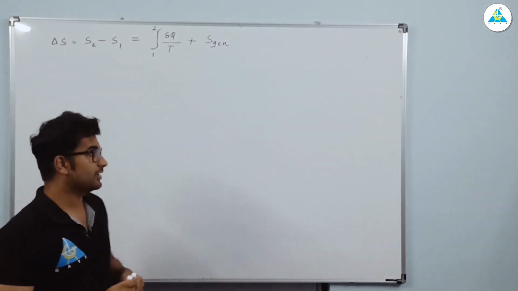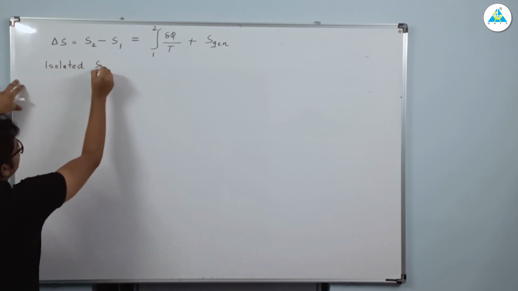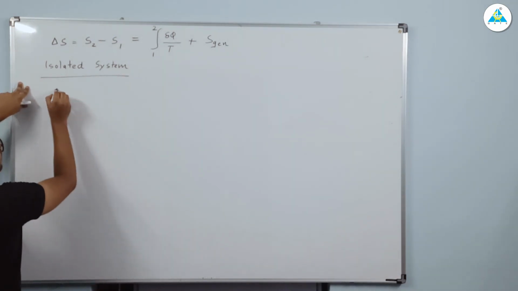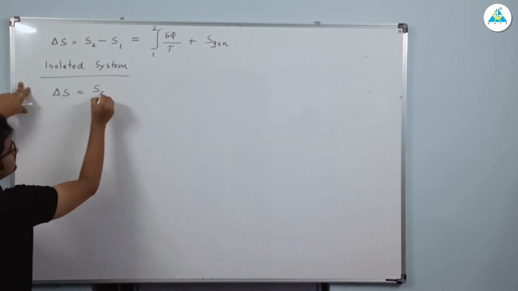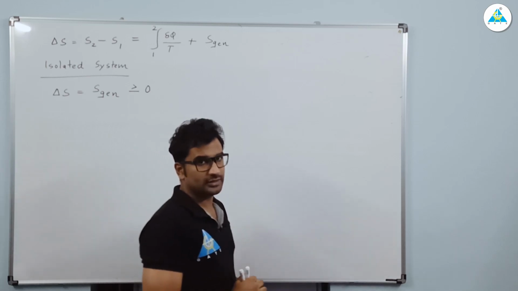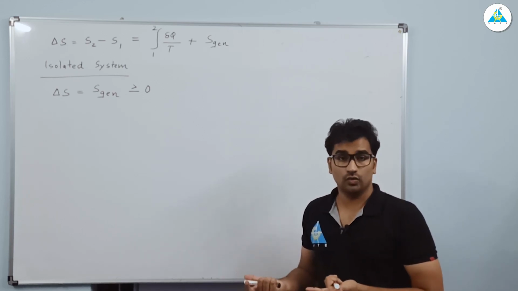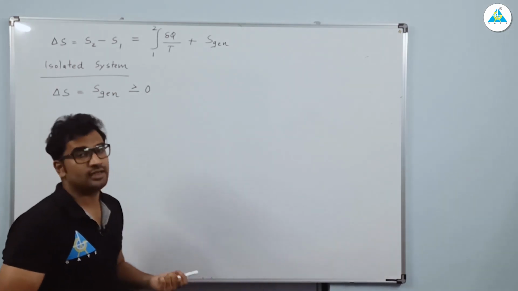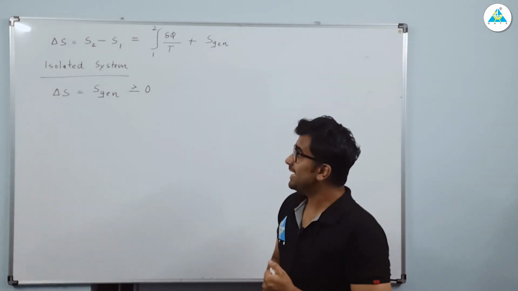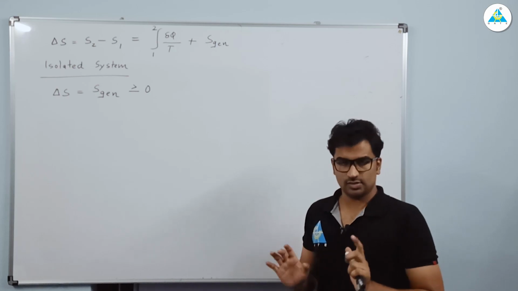So the last ending point in the last class was this: for an isolated system, there is no heat transfer and no mass transfer. So the first term will be 0. Delta S for an isolated system will be equal to S generation, and you all know S generation will always be greater than or equal to 0. If it is a reversible process the value can be 0; if irreversible, the value will be positive. I also wrote that entropy change can be negative, but entropy generation can never be negative.